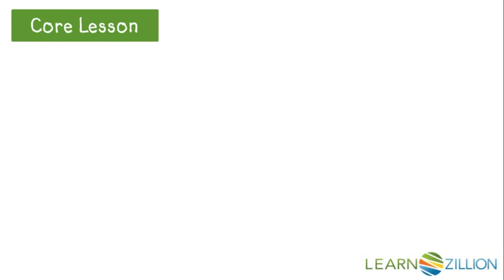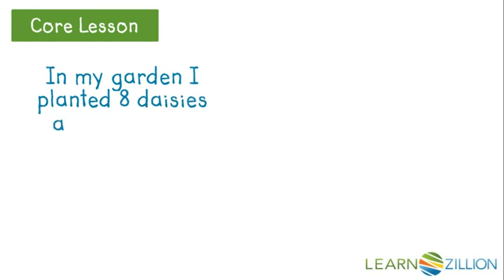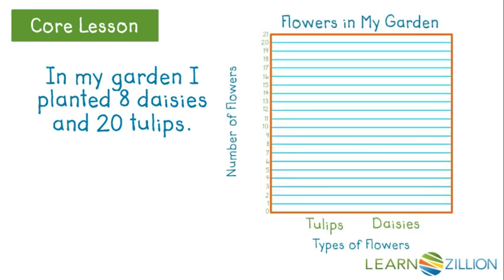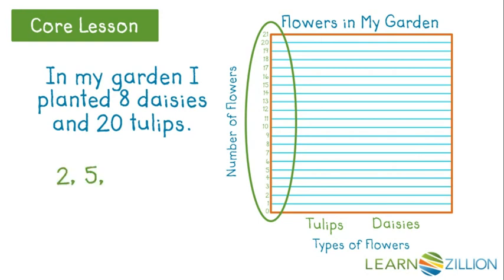I want to make a bar graph to show what flowers I planted. In my garden, I planted 8 daisies and 20 tulips. I want to determine what increments I should use for my scale. If I had a scale with increments of 1, 21 numbers would be on my scale. Too many. I could use increments of 1 for the scale, however, the numbers would be too crowded and too small. That wouldn't work. So I will need to determine a better increment.